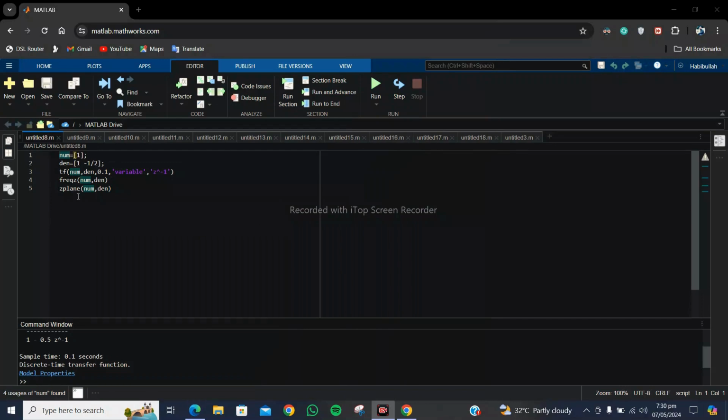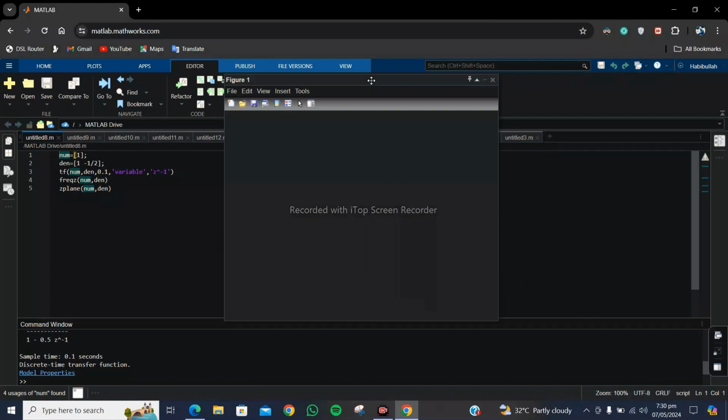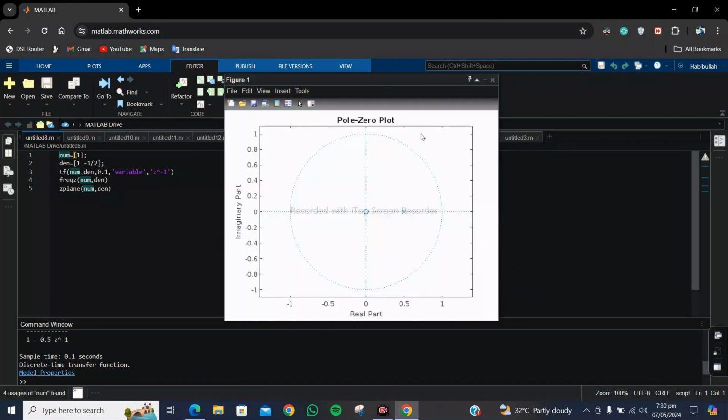So this was the first task. First task we're going to run. In this graph we see that there is one pole and one zero, and both are inside the unit circle, so the system is stable.